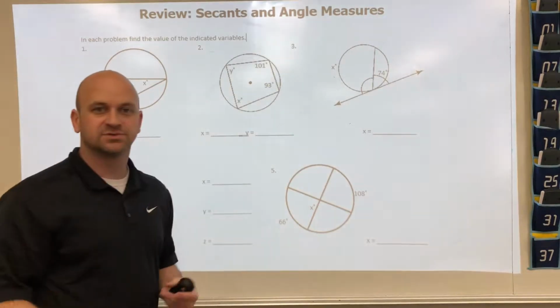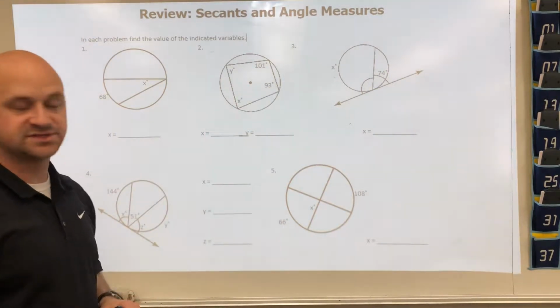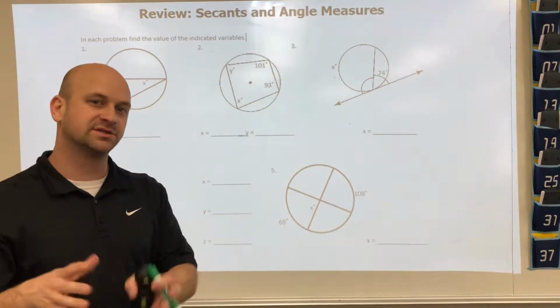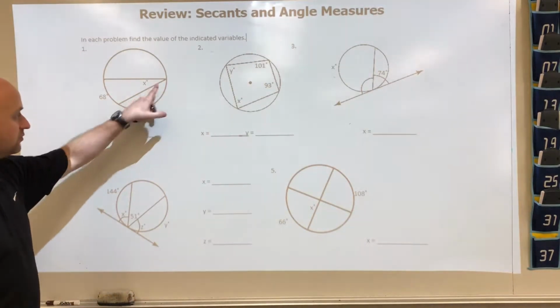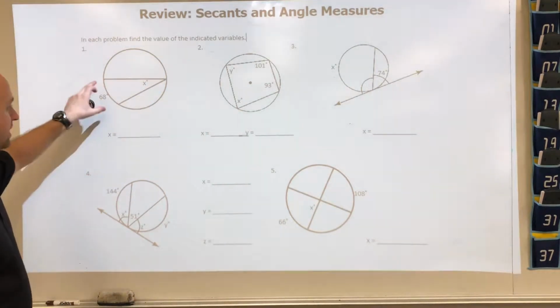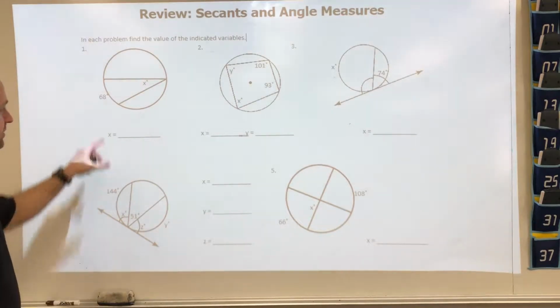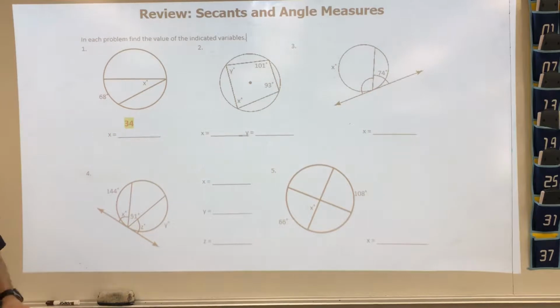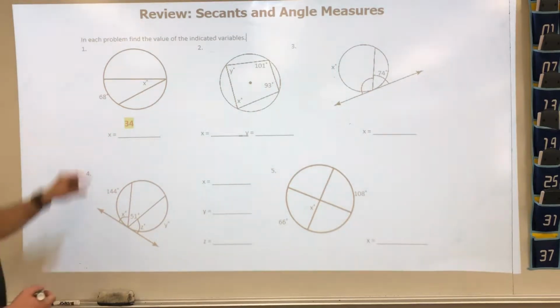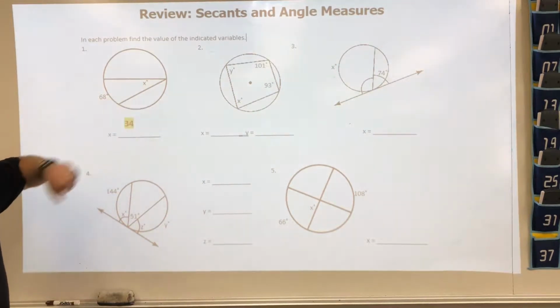All right, in today's lesson, we're going to do the review of secants and angle measures, or segments and angle measures. So if we look at problem one, we have an inscribed angle problem. We're trying to find the inscribed angle, and we're given the intercepted arc. And we know that if we take half of the arc, we will get the angle. So the answer for number one is going to be 34 degrees. Again, half of the arc equals the angle.